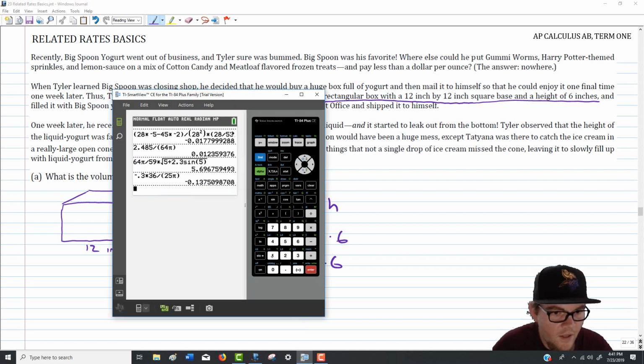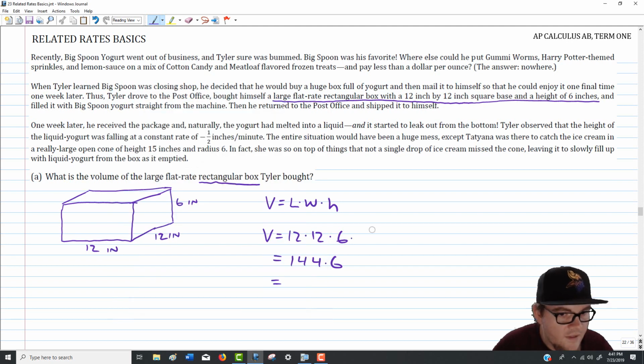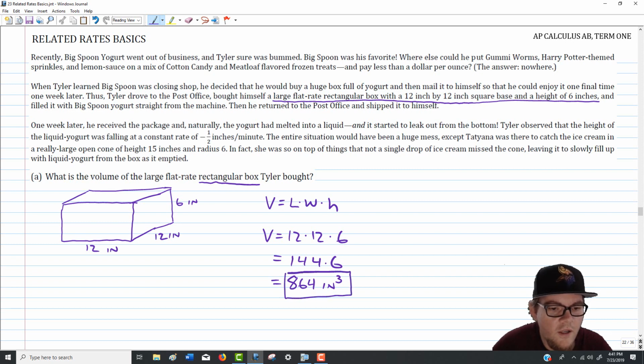I'm just going to ask the computer for that. 144 times 6, which is 864. So there are 864, and we're in inches, I think, so cubic inches of yogurt in there, assuming he filled up every single cubic inch of space in that post office box.